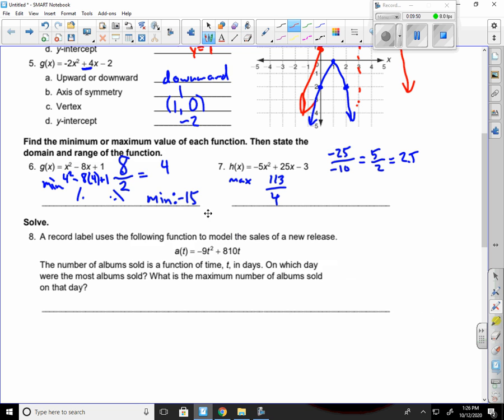A record label uses the following function to model the sales of a new release. The number of albums sold is a function of time.